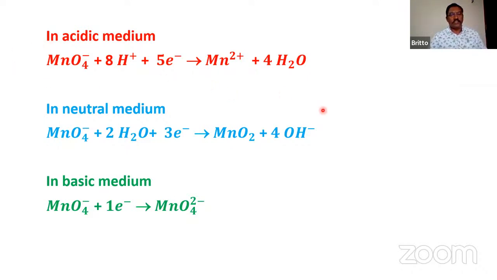So that is in acid medium. Now in neutral medium, if you look at the reaction, MnO4 minus is reduced to MnO2. MnO4 minus is plus 7, and it changes to MnO2, plus 4. So 3 electrons are involved. So we put 3 electrons. MnO4 minus is reduced to MnO2, from plus 7 to plus 4. So 3 electrons are involved, 3 electrons put. We put MnO2.